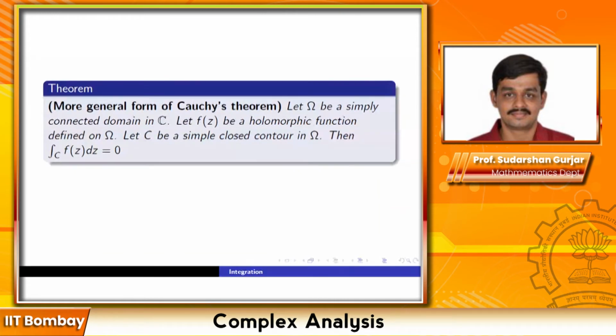So here is the more general form of Cauchy's theorem. The reason why we introduced simply connectedness is for the following theorem. Let omega be any simply connected domain in C. Let f(z) be a holomorphic function defined on omega. Let C be a simple closed contour in omega. Then the integral of f(z) dz along C is equal to 0. This is the more general version of Cauchy's theorem. It is still not the most general, but more general.